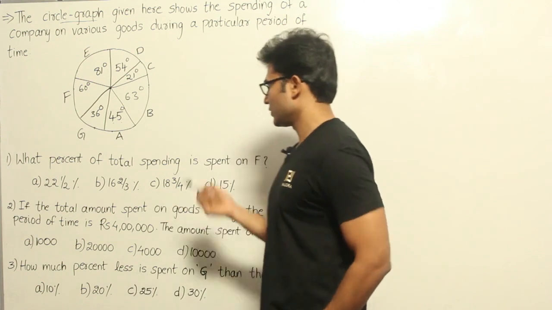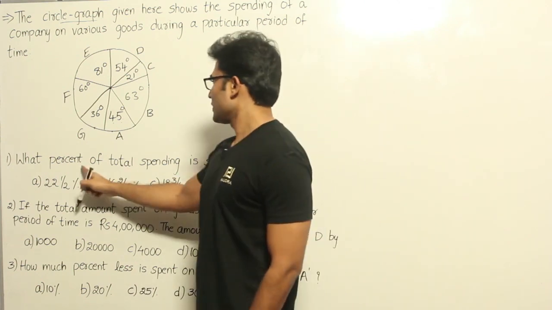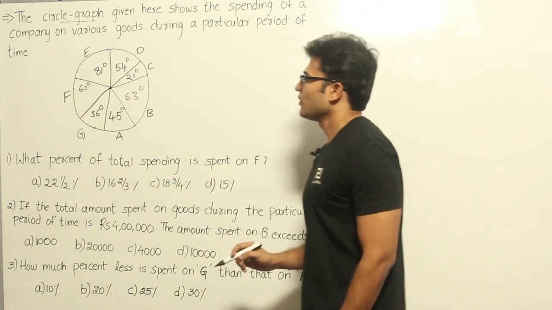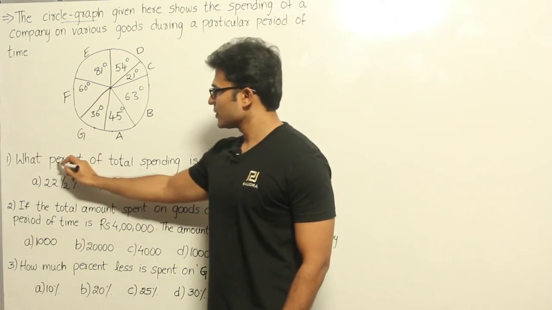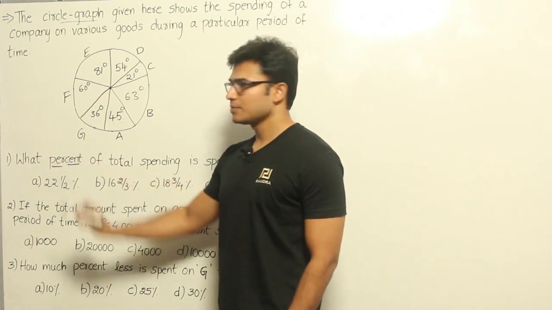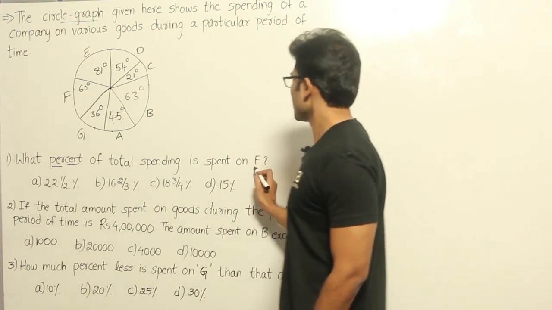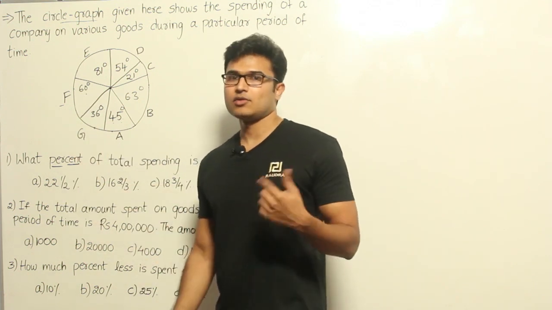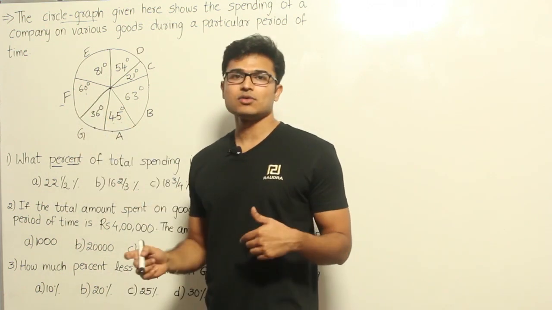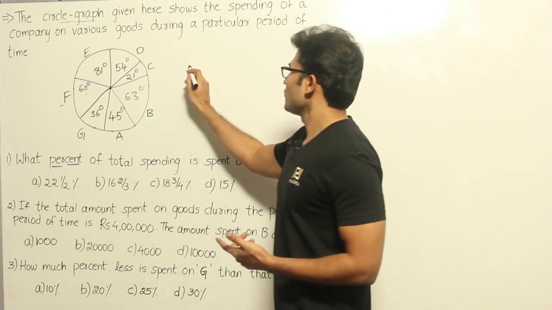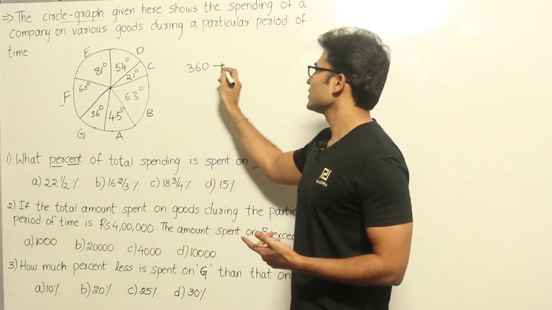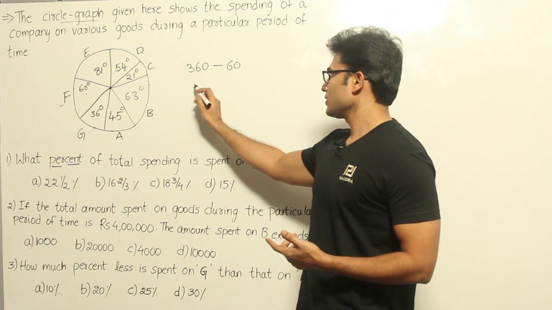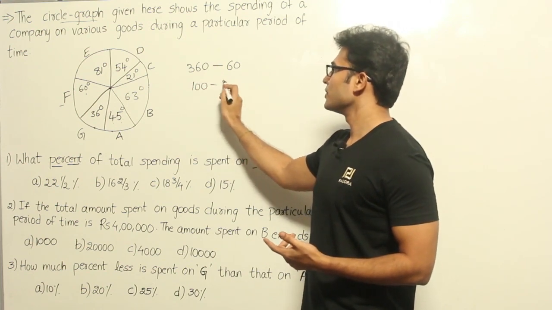Okay, now let's see one question. I'll explain to you. What percent of total spending is spent on F? Now if you see this, they are asking about percent. Percent means, cent means 100, percent means per 100, right? So now they are asking about F. Now if you see F, it is given that it is 60 degrees, not percent. Now we have to convert this degrees into percent. How you can convert is, for 360 it is given that 60 degrees is what is spent on F. Now they are asking percent, means for 100 what would it be, right?